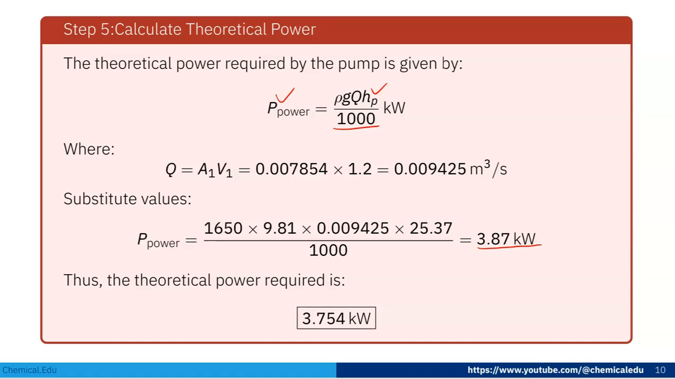So thus the theoretical power required is 3.754 kW, that kW means kilowatt. Oh, that is 3.87, that is 3.87 kW. Okay, so that's it. Thank you.